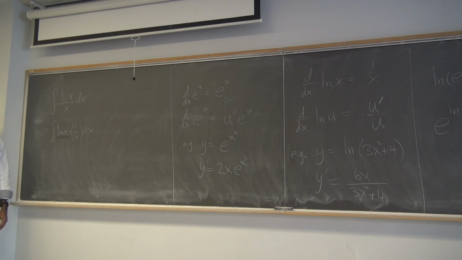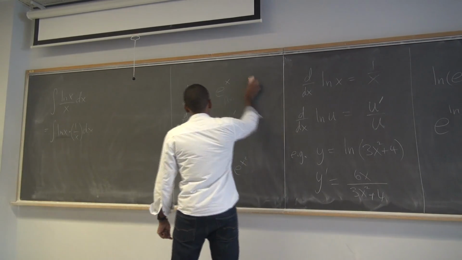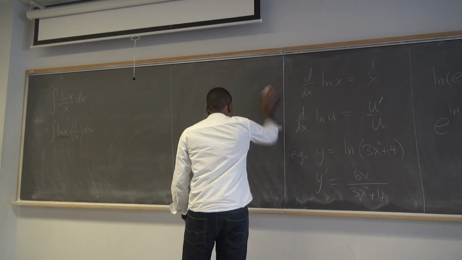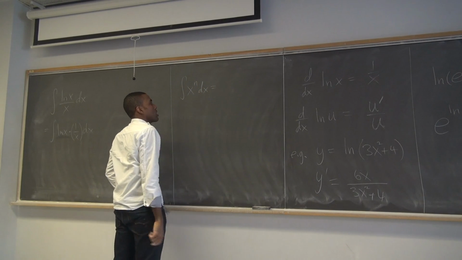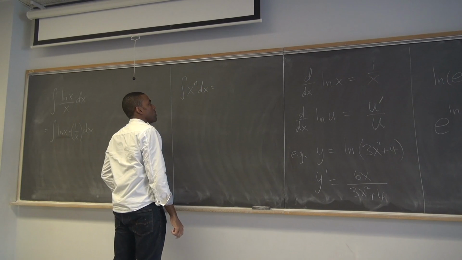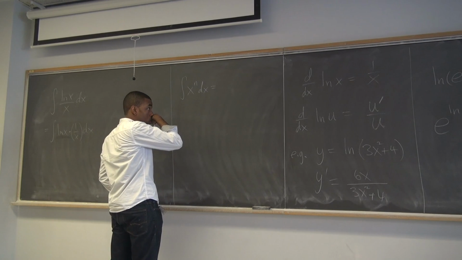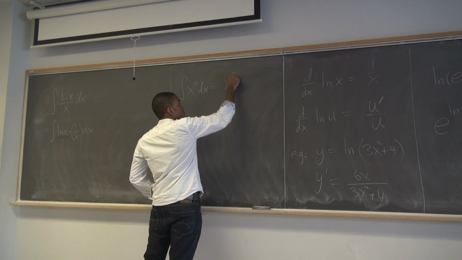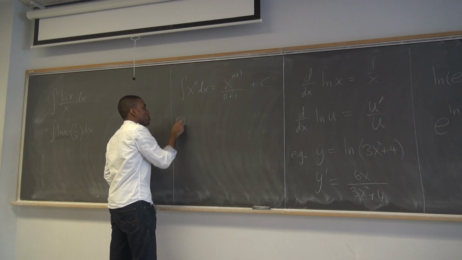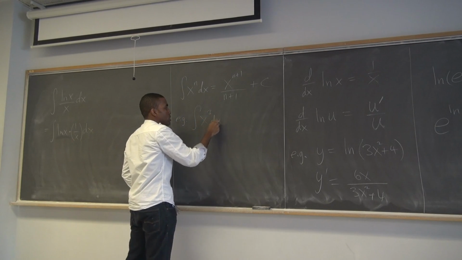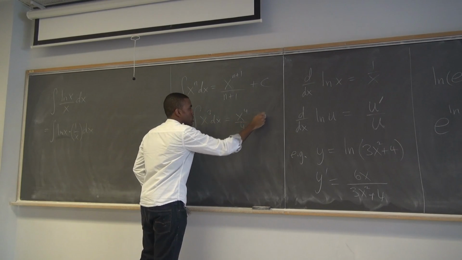How would you do that? What are the integration rules that we know so far? We know how to integrate things like x to the n, right? It could be x to negative 1. What's this rule? X to the n plus 1 over n plus 1, plus c. So an example would be if I find the antiderivative of x cubed, that's just x to the 4th over 4 plus c, right?